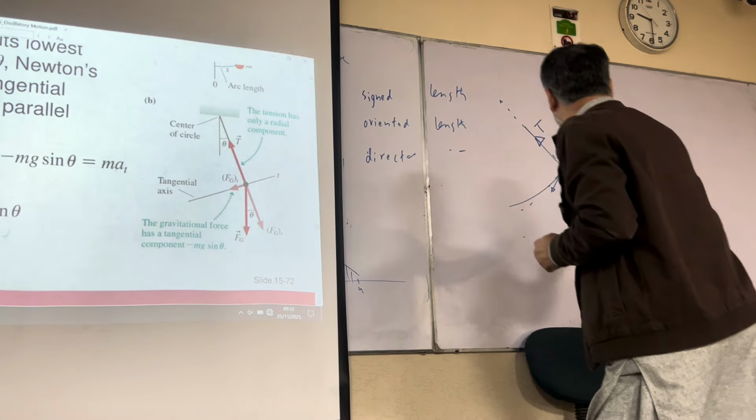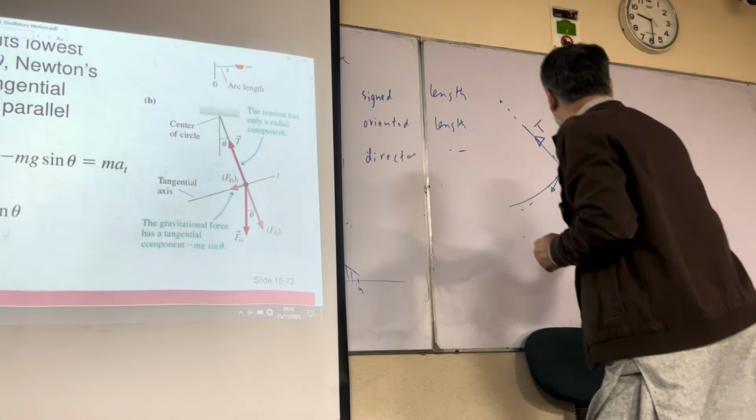इस टी का क्या मतलब है? टेंजेंशियल कंपोनेंट. इस टी का क्या मतलब है? You cannot have the same symbol with two meanings in the same slide, just next to each other. That is not acceptable. So it's too much. So आपको क्या करना पड़ेगा? You need to use another symbol, and we already have a symbol.